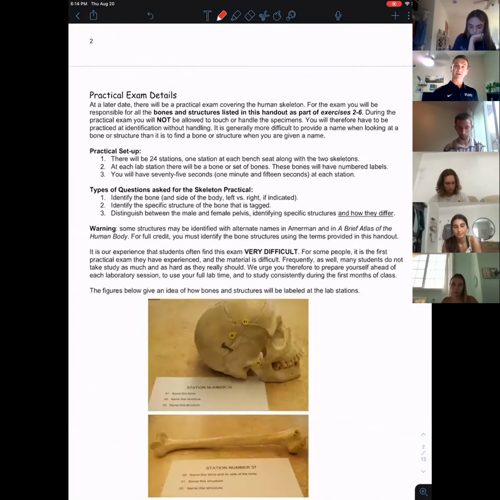There's going to be a picture of a bone. And there could be really 3 types of questions on that question. So let's say you got a picture of a femur there. One question could just be name this bone. You just type in femur.